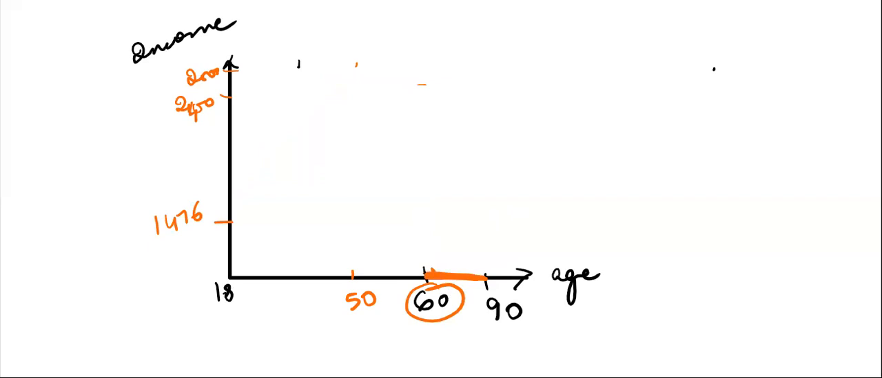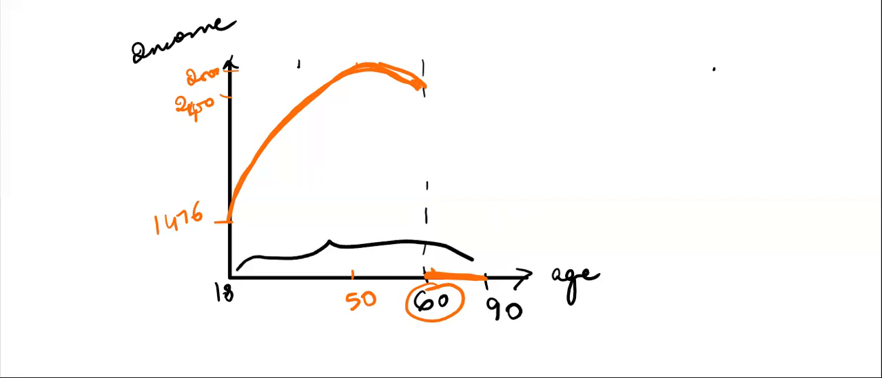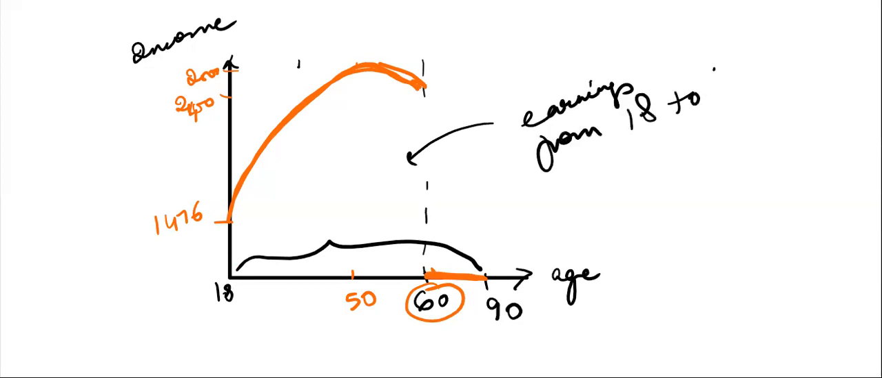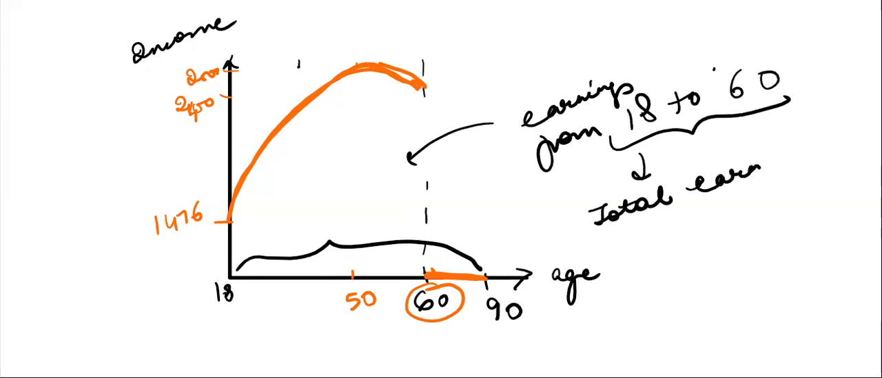Is this okay? Now, once this is there, then the next thing that you have to understand is what happened to consumption. Consumption is a continuous function. Consumption has to be smoothened out. So consumption will take place from 18 till 90. That has to be smoothened out. So what I will do is I will find my earnings from 18 to 60. Whatever will be my total earning, I will smoothen that out.